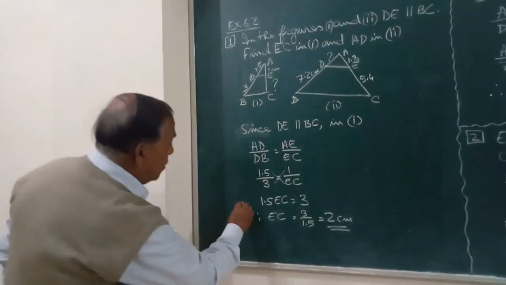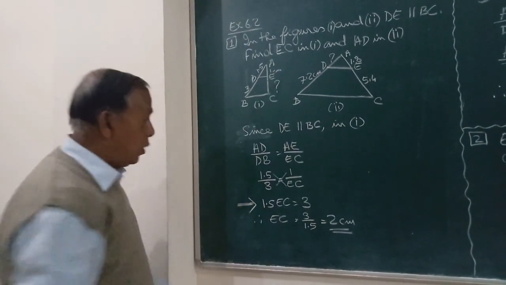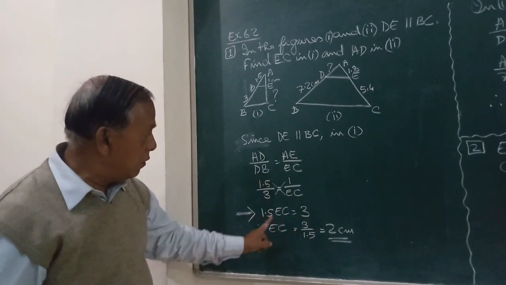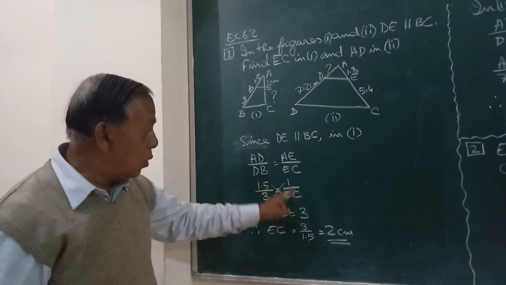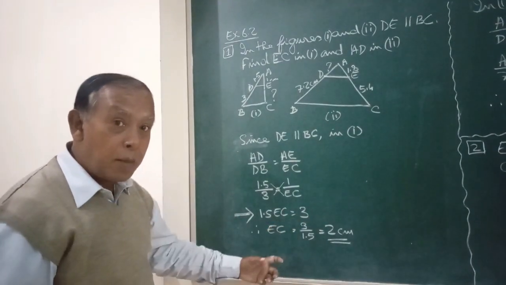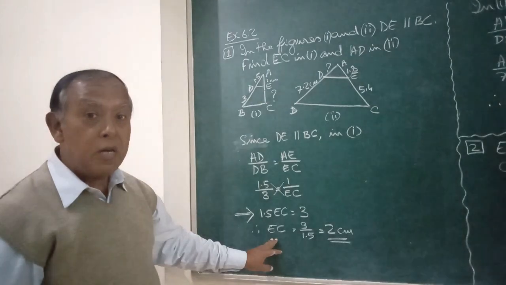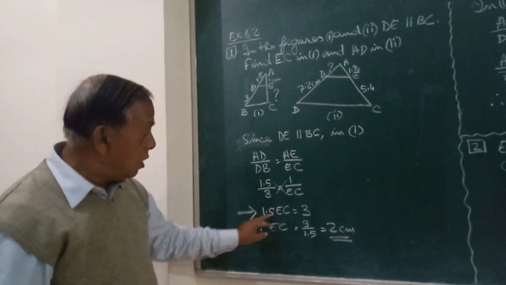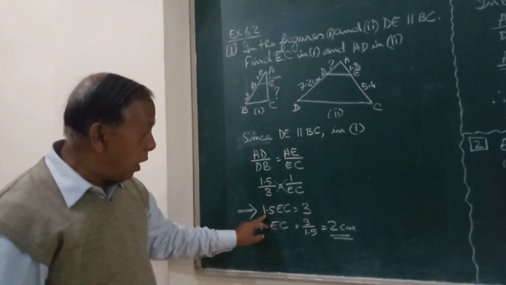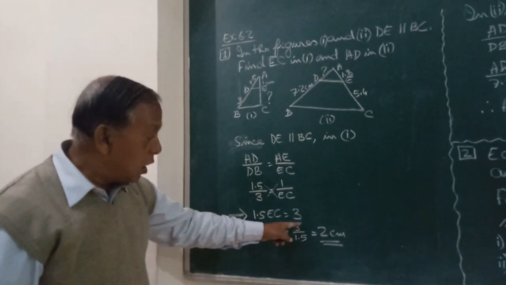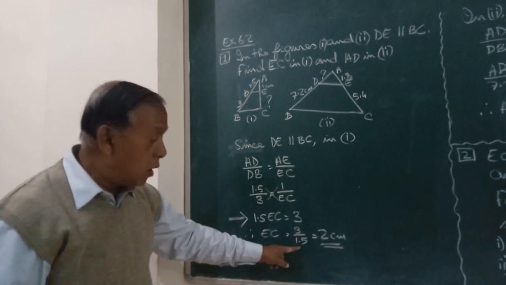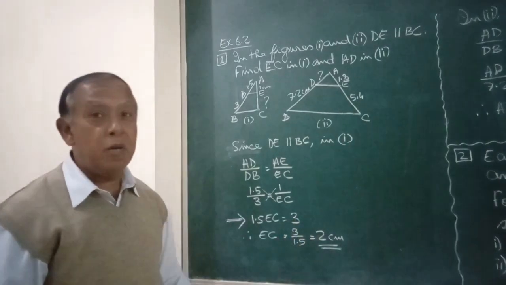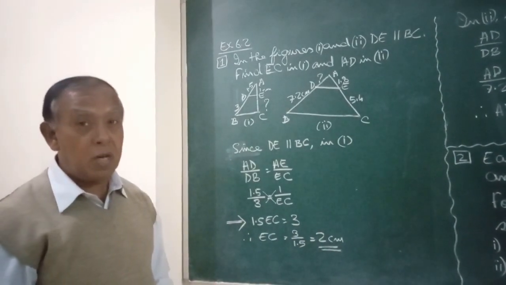And therefore, what happens? You have 5 here, EC comes up, EC into 5, 1.5 EC, and 3 into 1, 3. Next step, we must separate EC by itself. Therefore, divide 1.5 EC by 1.5, it will become 1. Therefore, right side also divide by 1.5. And the answer is equal to 2 centimeters. There is no mistake at all.